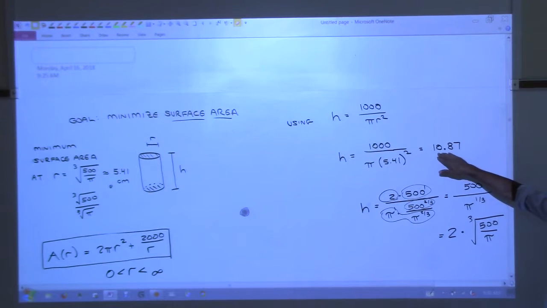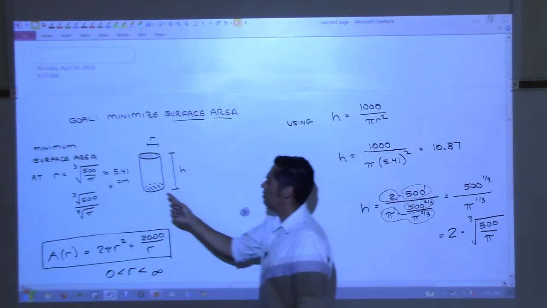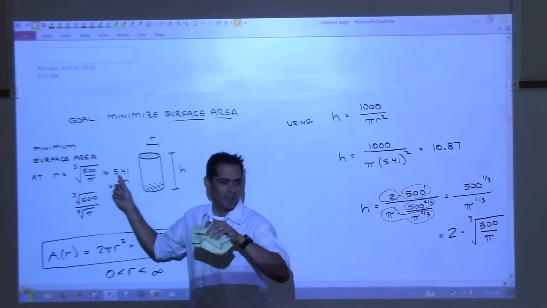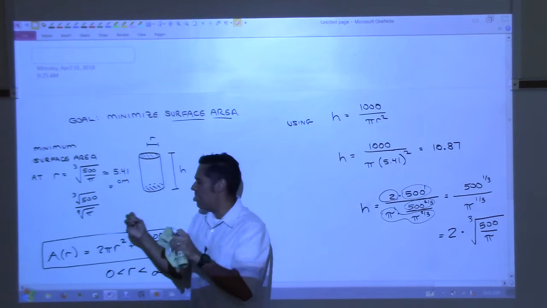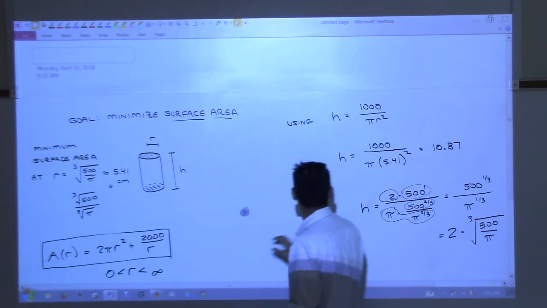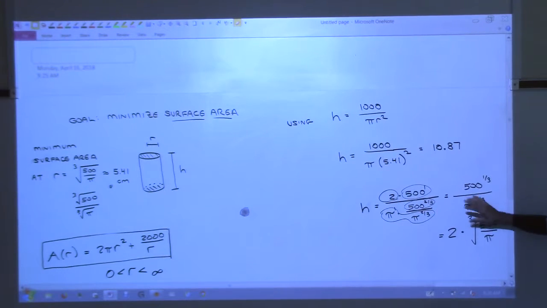Maybe you notice it here. 10.87 is about twice this. It's about, but there's some error because of decimals. But if you take the exact answer and plug it in, and do some algebra on the exponents, you'll see that the optimum solution is to have your height be exactly twice the radius. See that? Twice the radius.